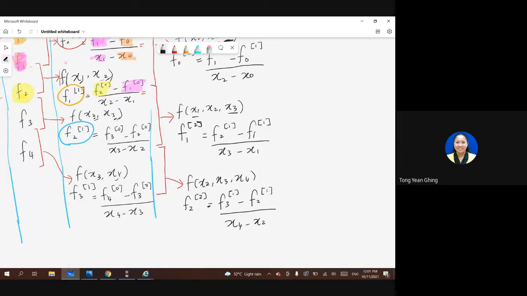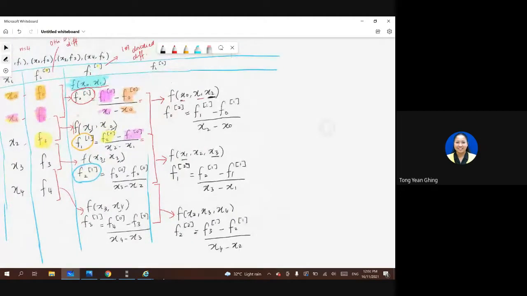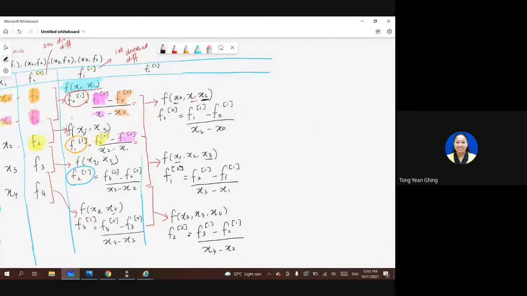Awak nampak tu macam dia slow sikit saya punya tulisan tu keluar. Okay, so this is the second degree. Class okay or not? Okay or not? Second degree, and then we continue the third degree.